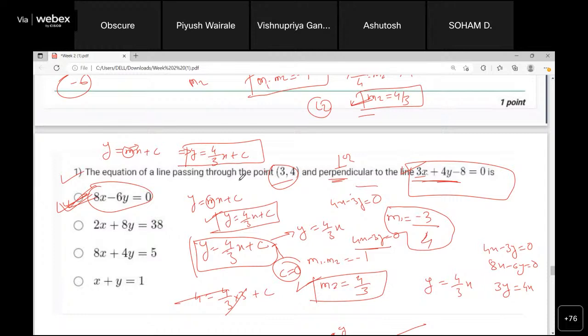But now this line is passing through this point 3 comma 4 also, right? It should satisfy this particular equation. Now just put y equals 4 and x equals 3 into it. Here I will get c equals 0, right? From this, 4 equals 4 will get cancelled, so c equals 0. Now put c equals 0 here. So y equals 4 by 3 x is the equation of the line. This is using the slope intercept form.